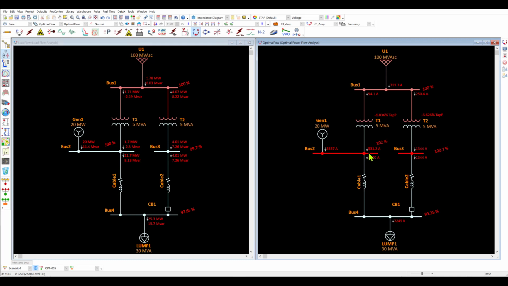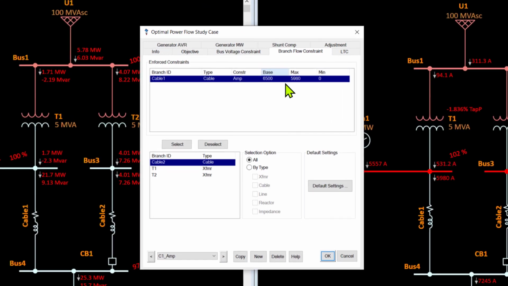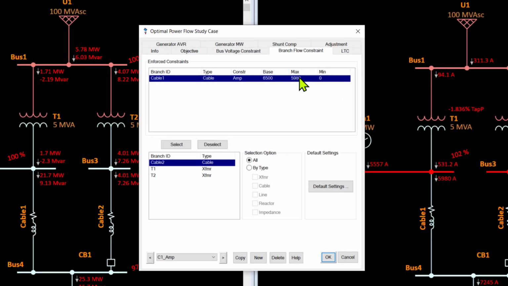Here we can see that the cable power flow is 5890 amps, and that corresponds to our branch flow constraint of 5980 on the maximum side. You can also see that the base rating of this cable is 6500 amps. So therefore we can constrain the flow through the cable less than its maximum nominal value or rated value. And this again could be because of requirement to maintain spinning reserve, or simply derating the cable due to other conditions such as temperature.